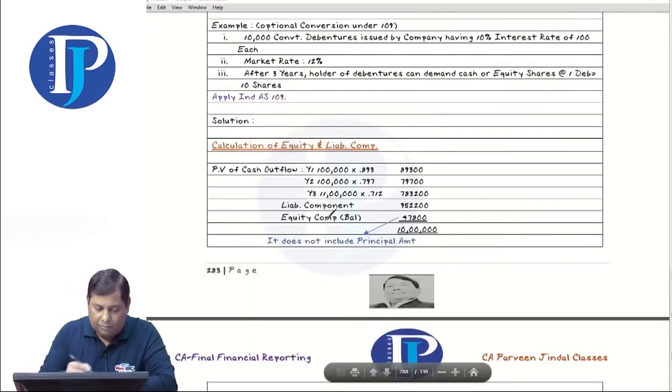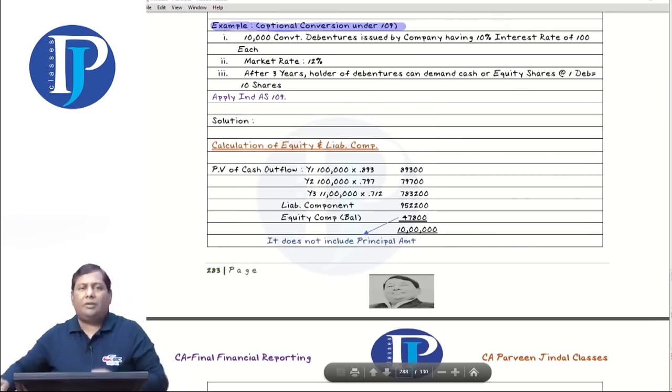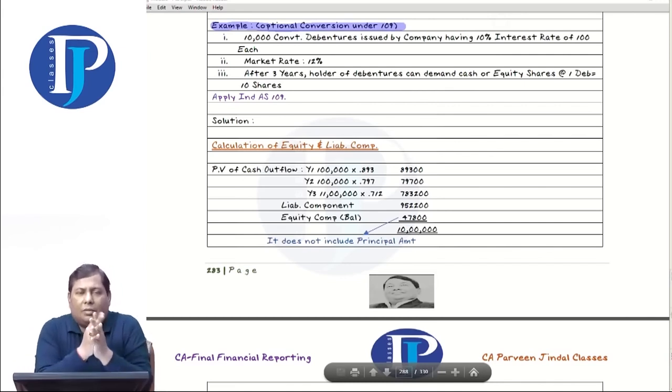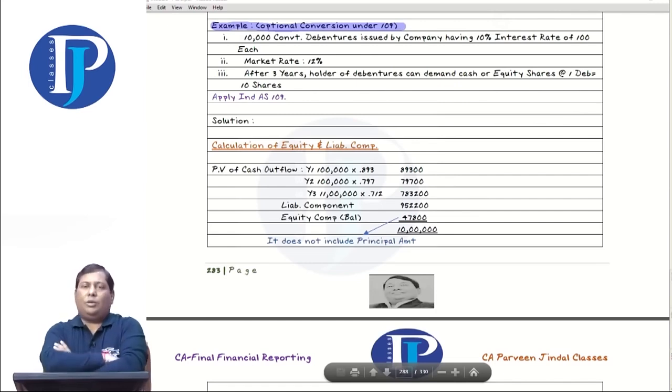Look here, after this comes optional conversion. We took a little time on the optional conversion. Again, I will slow down my speed here. We have a lot to discuss about this. When we talk about optional conversion, we have also told the debenture holders and the preference shareholders that you can either take cash or you can take shares.